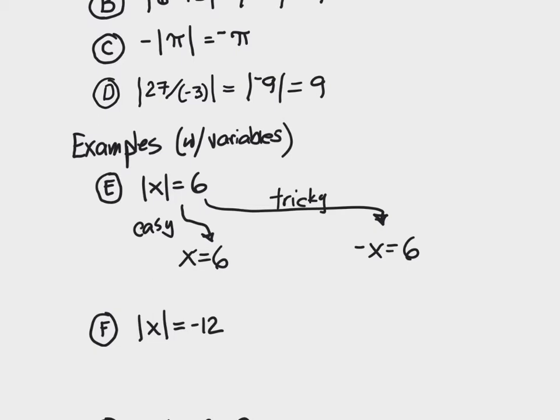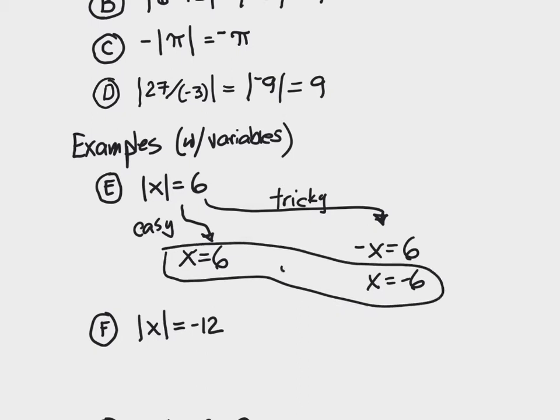Don't forget, we need to solve this side for x, and so we've got to get rid of that -x. Multiplying both sides by -1, we get x equals -6. So my solution is x equals 6 or x equals -6. And we'll do a few more tough ones like this.